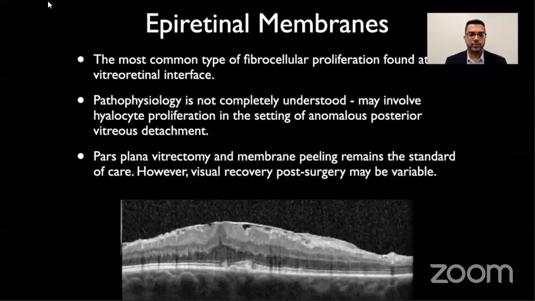As we all know, the most common type of fibrovascular proliferation at the vitreoretinal interface is an epiretinal membrane. The pathophysiology is still not completely understood, but may involve hyalocyte proliferation in the setting of an anomalous posterior vitreous detachment. Vitrectomy and membrane peeling remains the standard of care for visually significant epiretinal membranes. However, visual recovery can be variable, from person to person and from eye to eye.